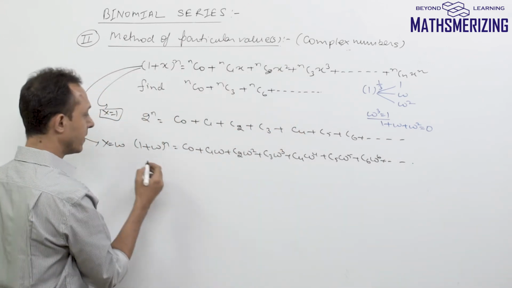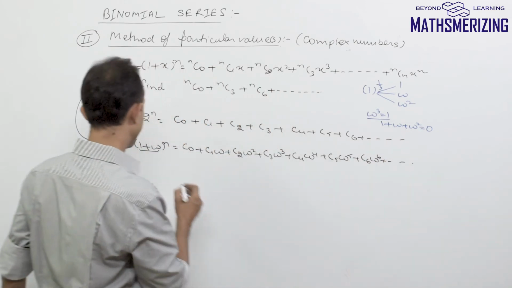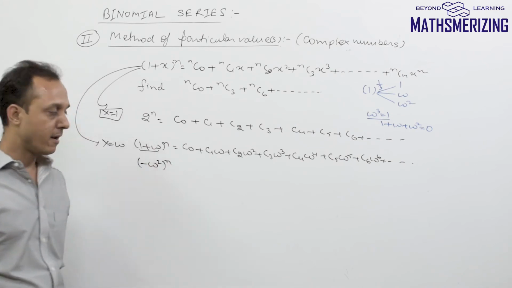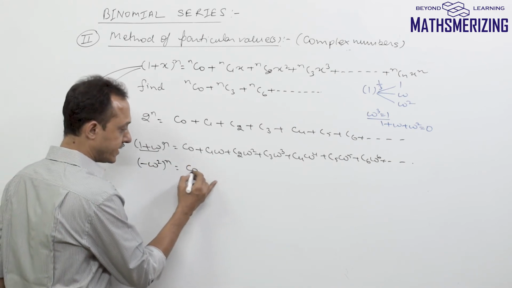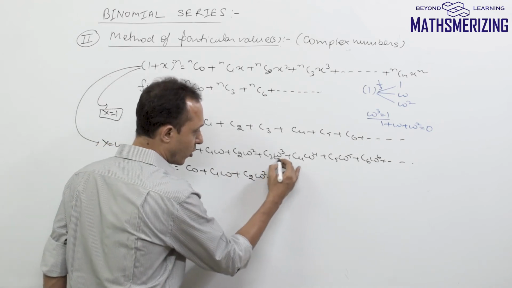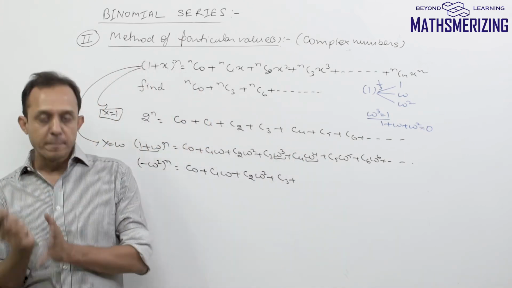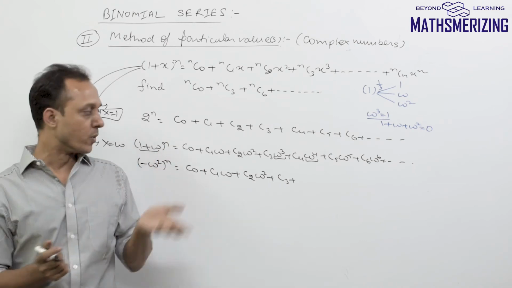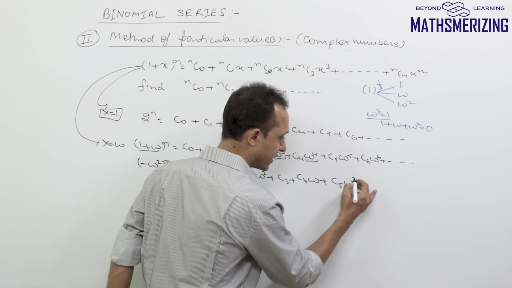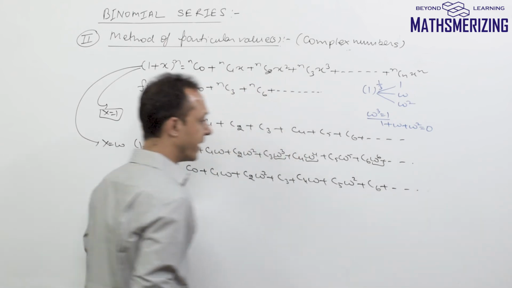So I'll simplify this a bit. 1 plus omega is minus omega square. So I'll write (minus omega square) to the power n, and here will be C0 plus C1 omega plus C2 omega square. Now omega cube is 1, so I'll write this as C3. Now omega to the power 4 is omega cube into omega. Omega cube is 1, so it will be simply omega again. So there will be C4 omega, similarly C5 omega square, and again C6 omega to the power 6, which will be 1. So that's how I'll write it.